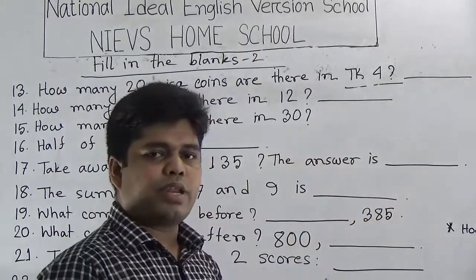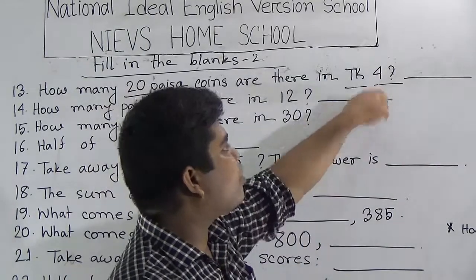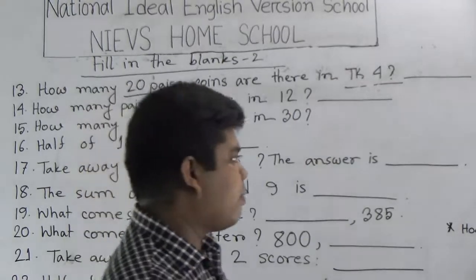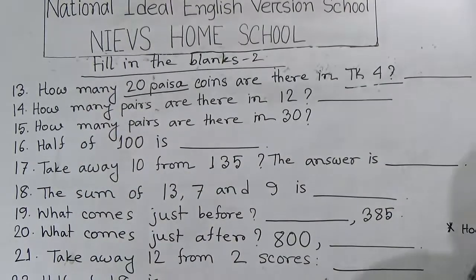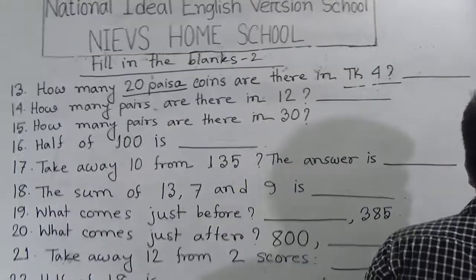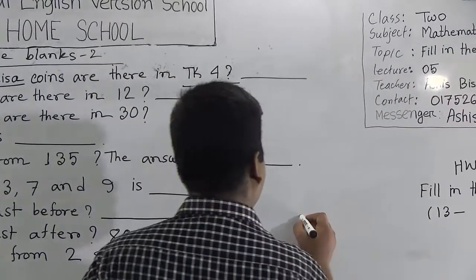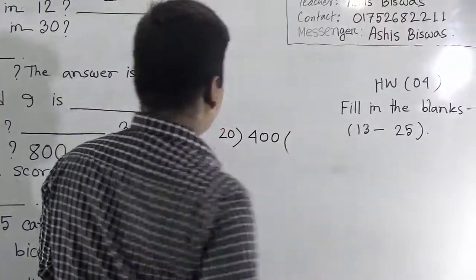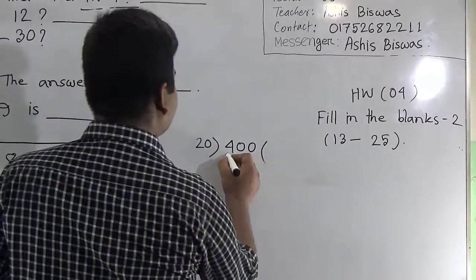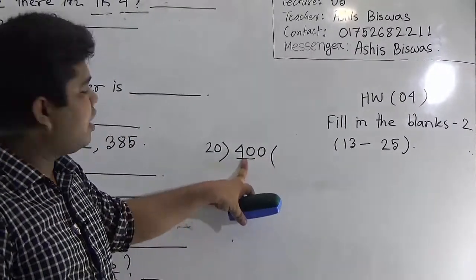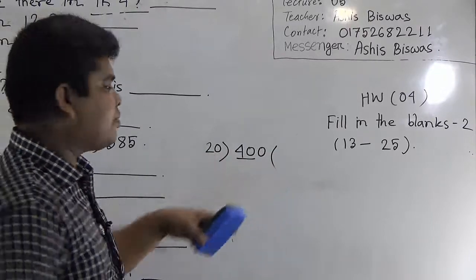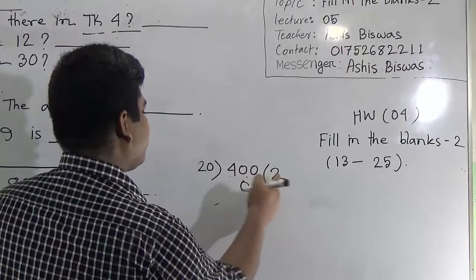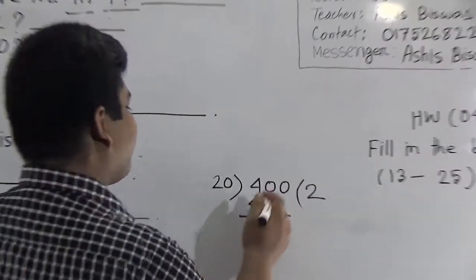1 Taka equals how many paisa? 100 paisa. So 4 Taka equals how many paisa? 4 Taka equals 400 paisa. Now we divide this 400 paisa by 20 and we get the answer. 20 divide 400. Here we consider 2 digits, 40. In 40, 20 goes in how many times? 20 goes in 2 times. That means 2 zeros are 0 and 2 2s are 4. If we subtract, then we get 0.